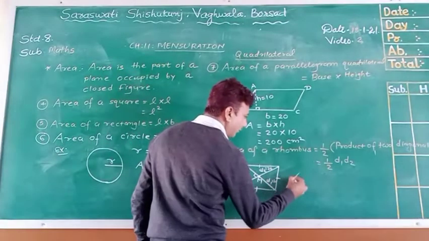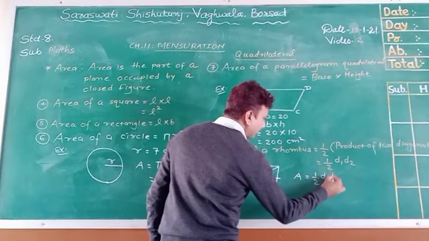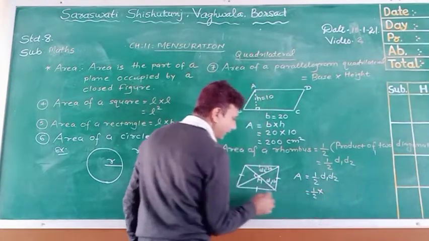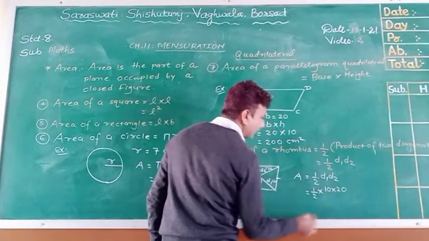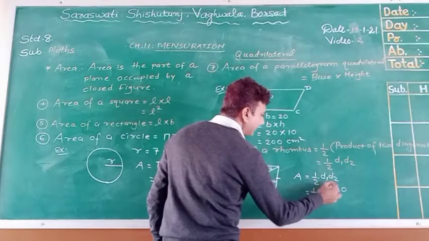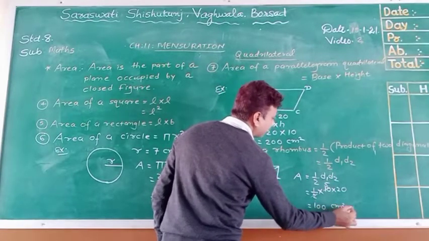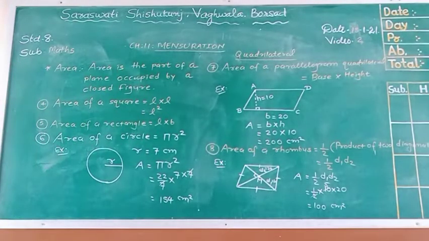So area of rhombus equal to 1/2 d1 into d2, 1/2. The d1 measurement is 10 and the d2 measurement is 20. So 2 fives are 10 and 20 fives are 100 centimeters square. Clear? So all these formulas, once again I repeat.